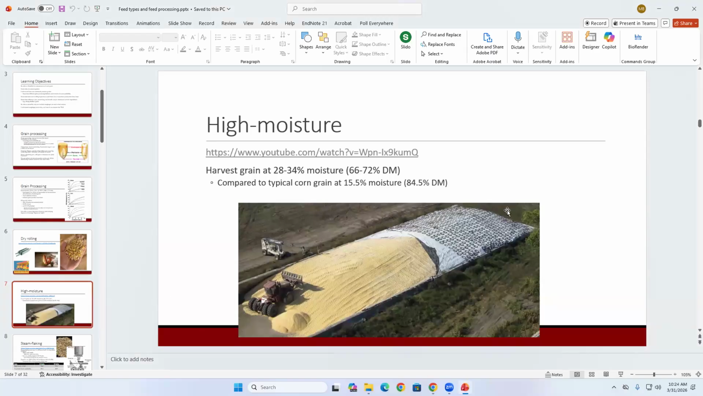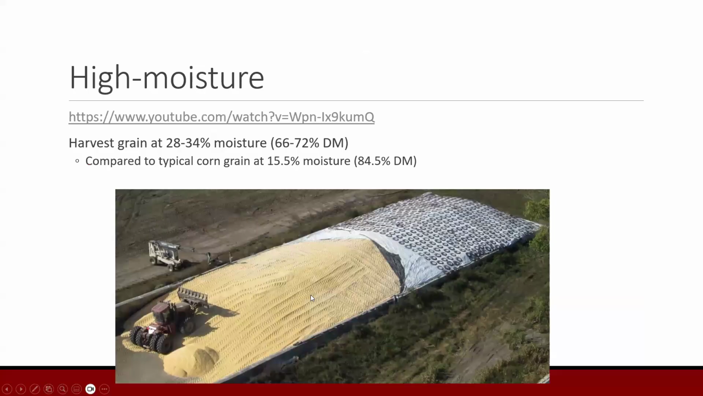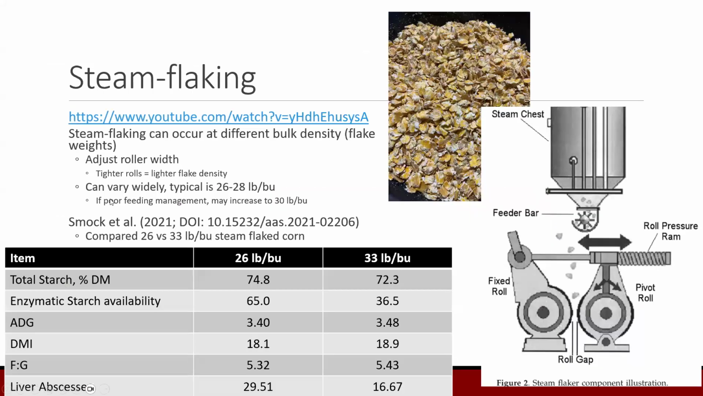So the input requirements for this: you still have money, you have equipment, right? It takes a lot of time, okay? But it's going to be much less than how we process corn in the High Plains. So steam flaking can be done at different bulk densities.